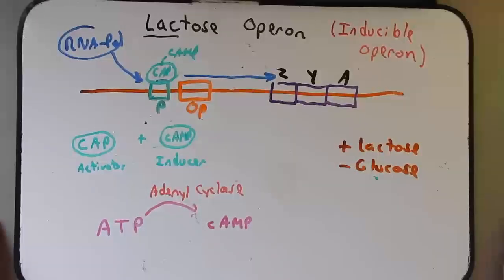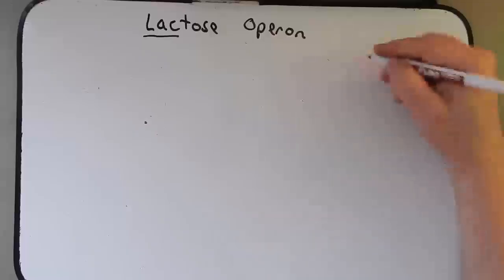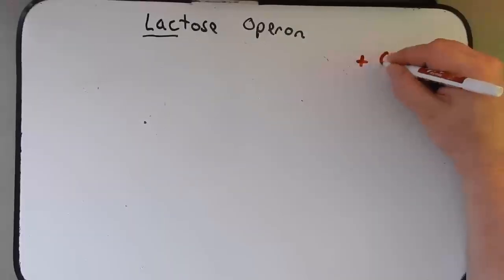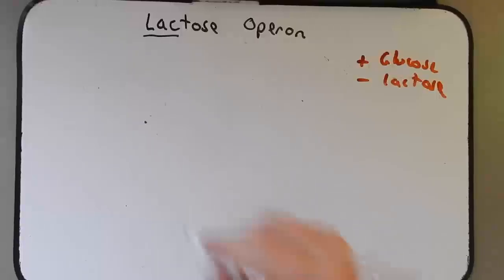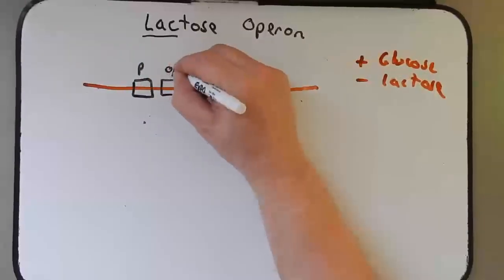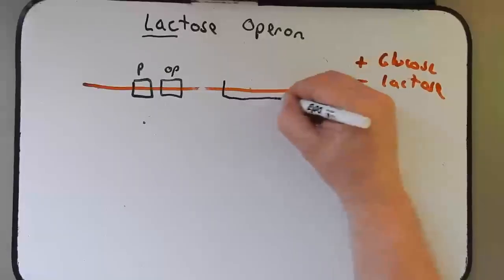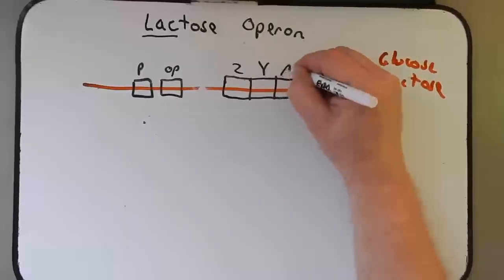Okay, what I'd like to do now is do a quick overview of the Lac Operon under various circumstances. Okay, in this first situation, let's consider a cell that has plus glucose and no lactose. In this situation, we're going to have our Lac Operon with our promoter, with our operator, and of course with our 3 open reading frames, Z, Y, A.